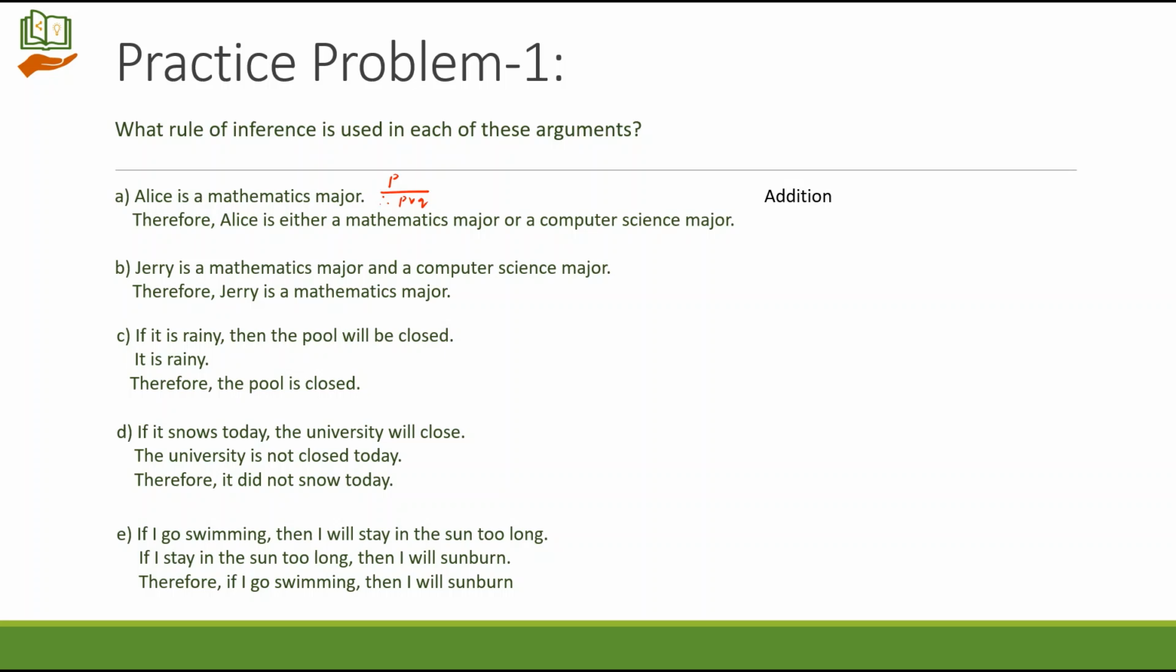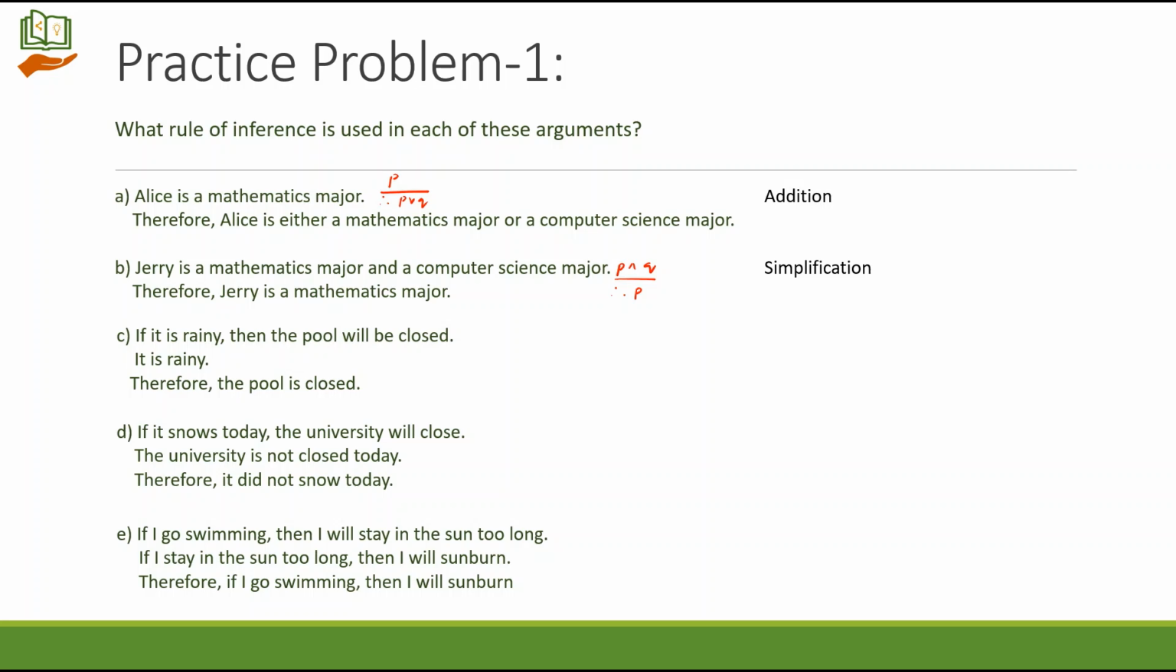Next one. Jerry is a mathematics major and a computer science major. So this is P and Q. Therefore, Jerry is a mathematics major. Therefore, it is P. What rule is this? It is simplification. When you have a conjunction and you try to conclude only one of the propositions, you end up with simplification. What about C?